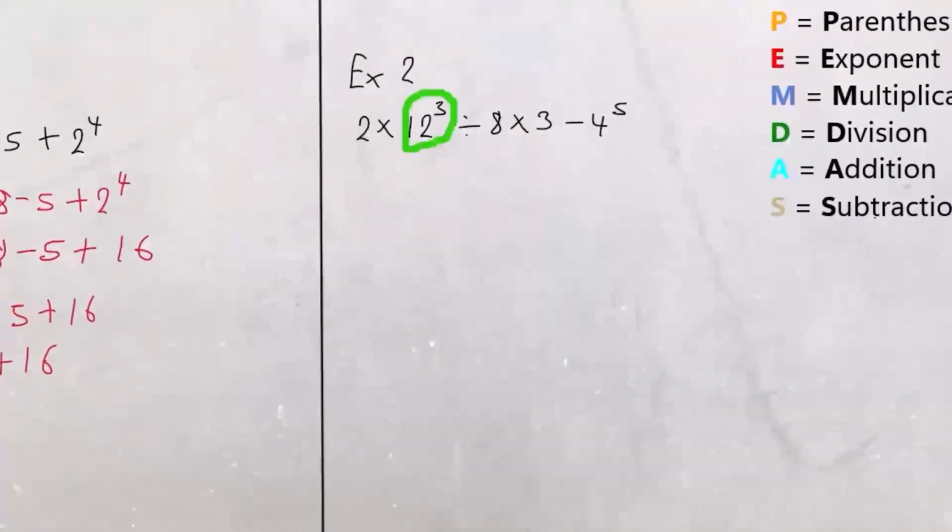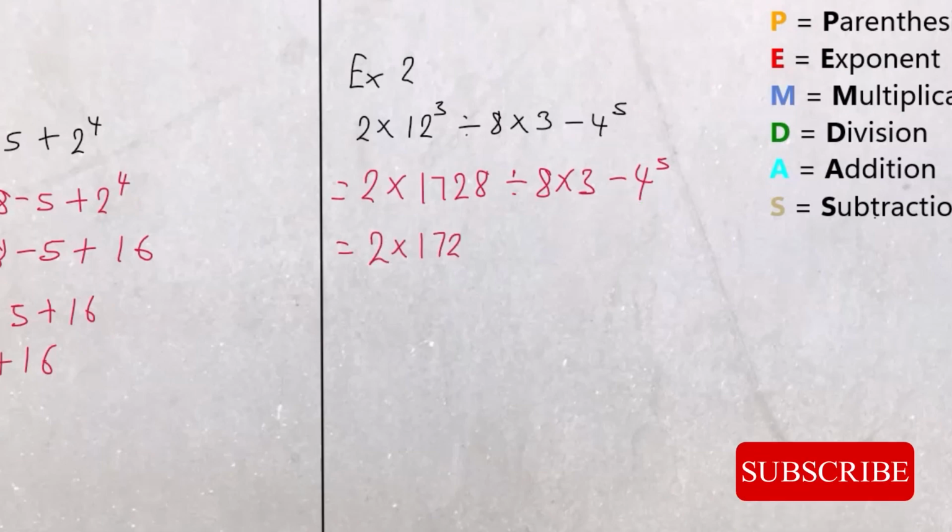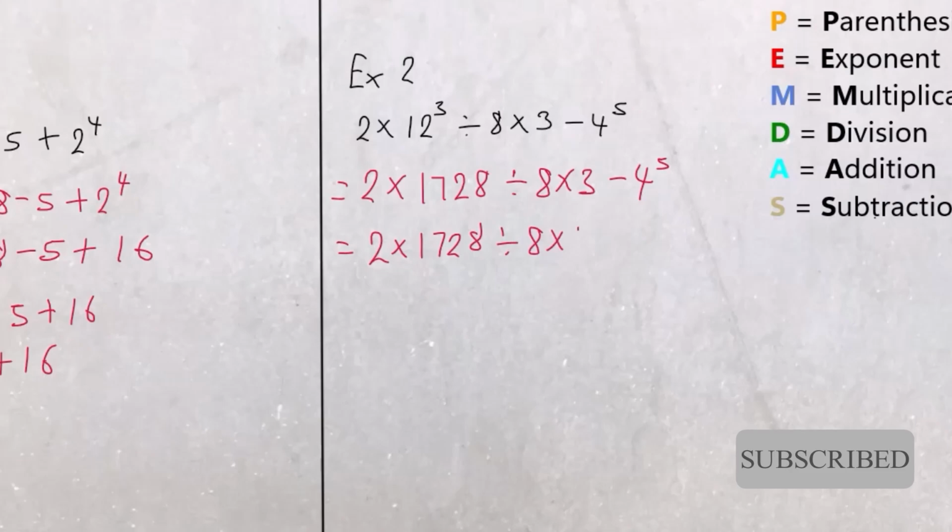Here, the exponent should be dealt with first. Bring down the 2. 12 raised to the power of 3 is same thing as 12 times 12 times 12, which is 1728. Then bring down the other ones. We still have an exponent there, so we are looking at that first. Bring down these and the other ones.